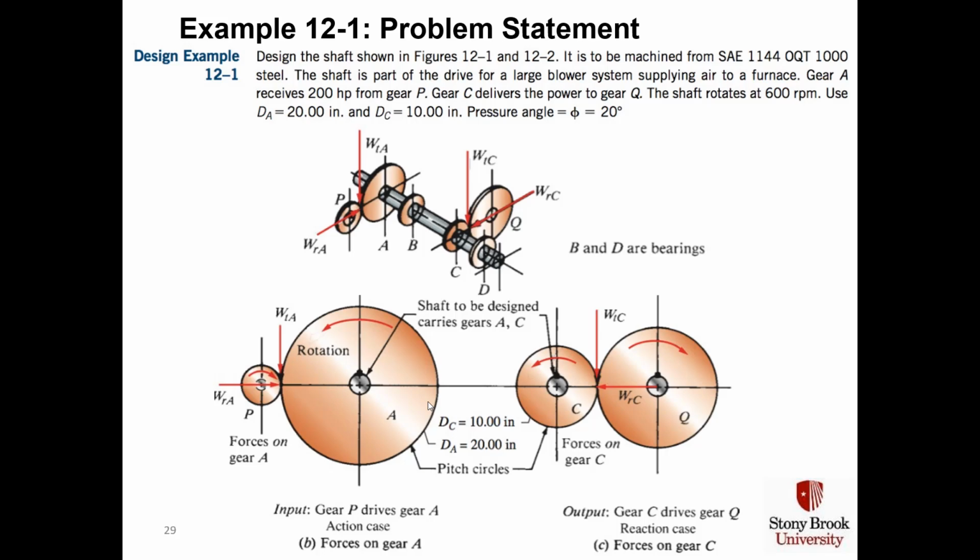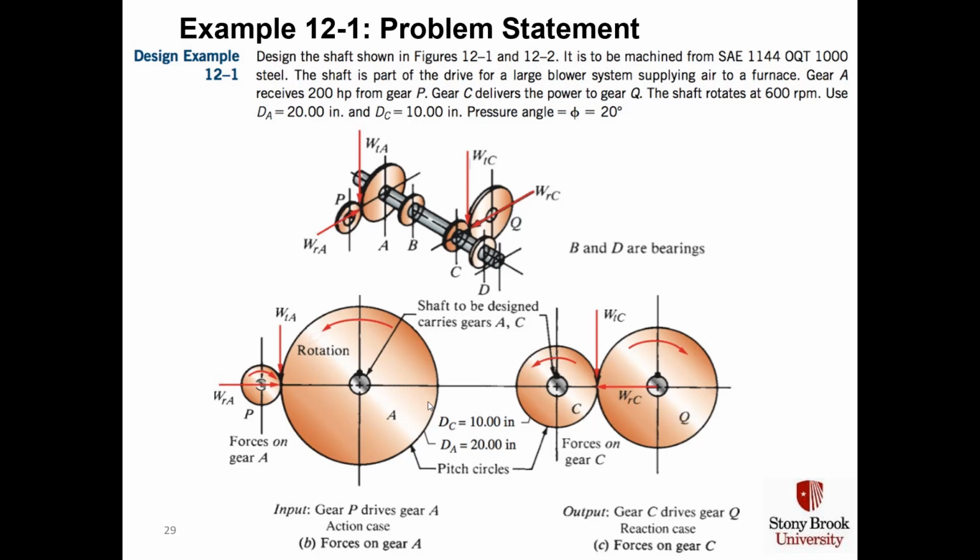So in design example 12-1, the problem is to design a shaft shown in the figures below. We're told what material to use, which is SAE 1140 OQT 1000 steel. The shaft is part of the drive for a larger blower system supplying air to a furnace. Gear A receives 200 horsepower from gear P. Gear C delivers the power to gear Q. The shaft rotates at 600 RPM. The diameter of gear A is 20 inches, the diameter of gear C is 10 inches, and we have a pressure angle of 20 degrees.